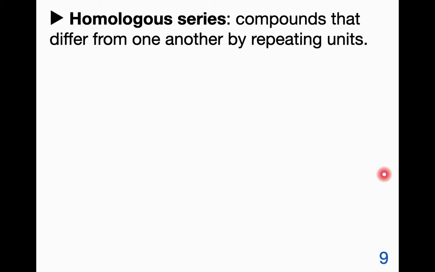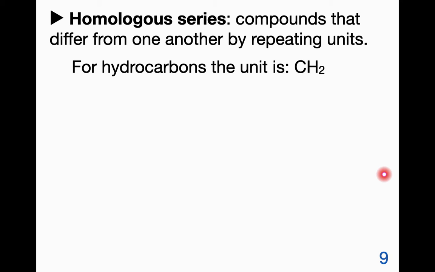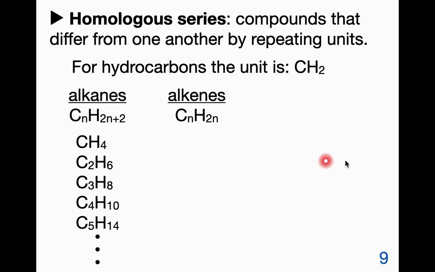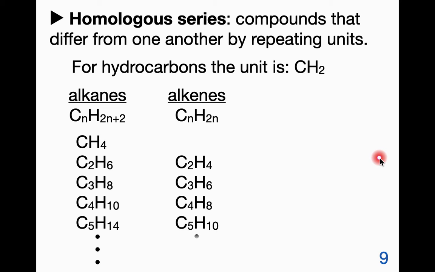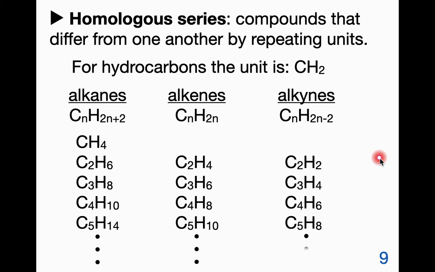Okay, next, and this is a short little topic here, homologous series, compounds that differ from one another by repeating units. Now, this is not exclusive of organic compounds. For organic compounds, though, for hydrocarbons, the unit that is repeating is CH2. Now, you don't need to copy all of this down, but let me make the argument here that that would be true whether it be an alkane, an alkene, or an alkyne.